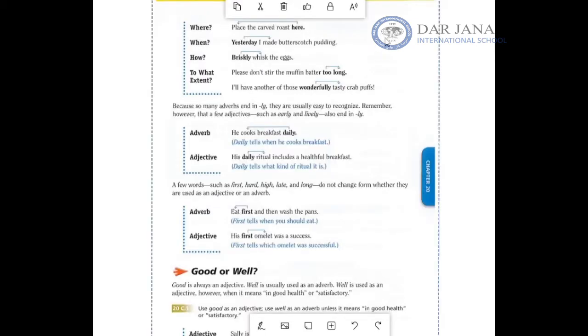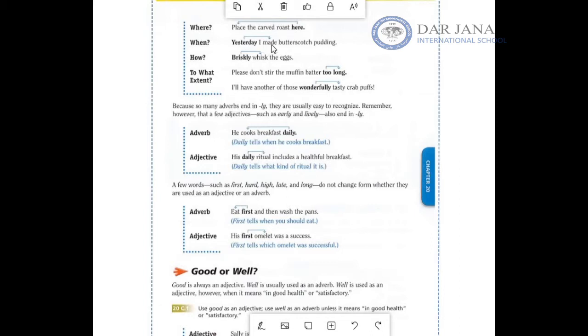Here we have examples of adverbs. The first example: "Place the cards here." Here is an adverb, and it modifies the verb place, and it tells us where the cards are placed. The next sentence: "Yesterday I made butterscotch pudding."